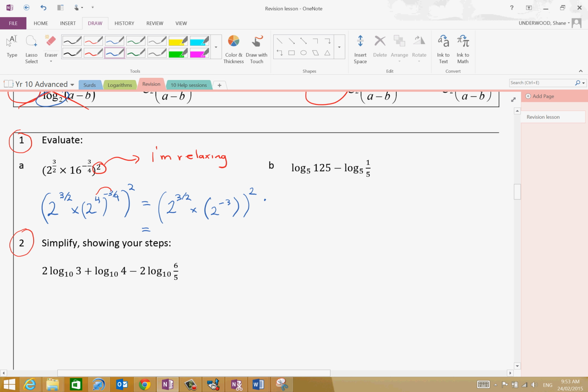So then what we've got to do is work out inside the brackets. I've got 2 to the power of 3 on 2 times 2 to the power of negative 3, and we discussed that that is 2 to the power of negative 3 on 2, and then that is squared. Then negative 3 on 2 times 2 is 2 to the power of negative 3, which is not negative 1/8 or negative 8 or anything like that. It's 1 on 2, if you like, 2 to the power of negative 1 to the power of 3, which is equal to 1 over 8.